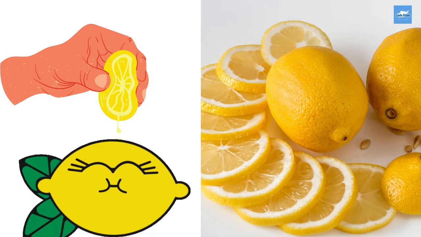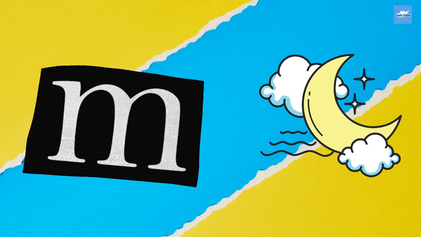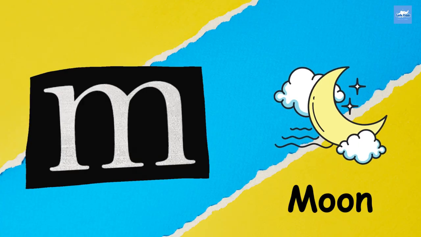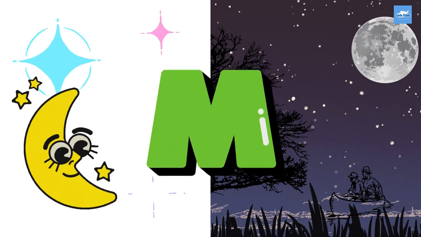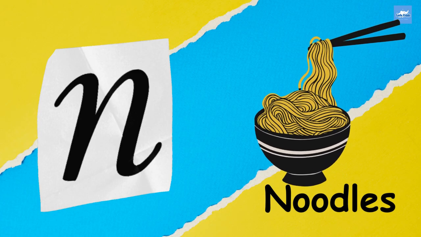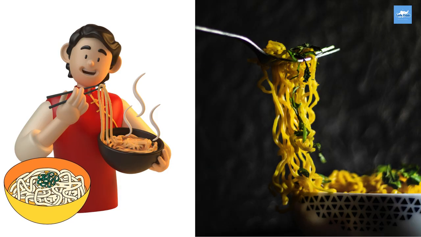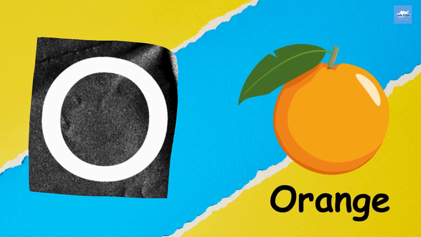Lemon. L. Lemon. M is for moon. Moon. M. Moon. N is for noodles. Noodles. N. Noodles. O is for orange.